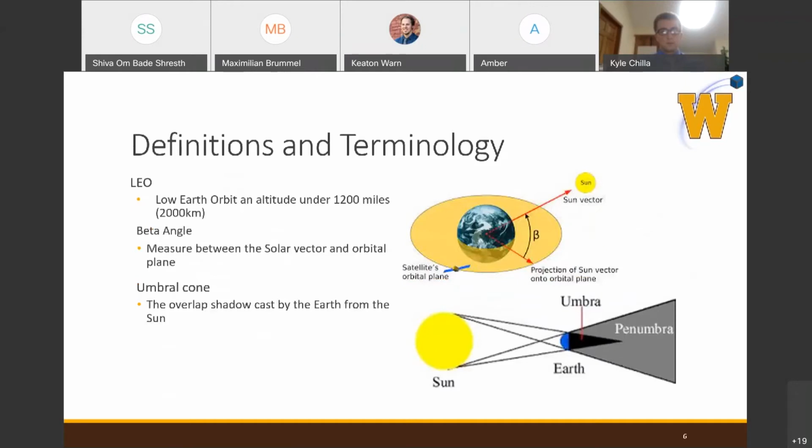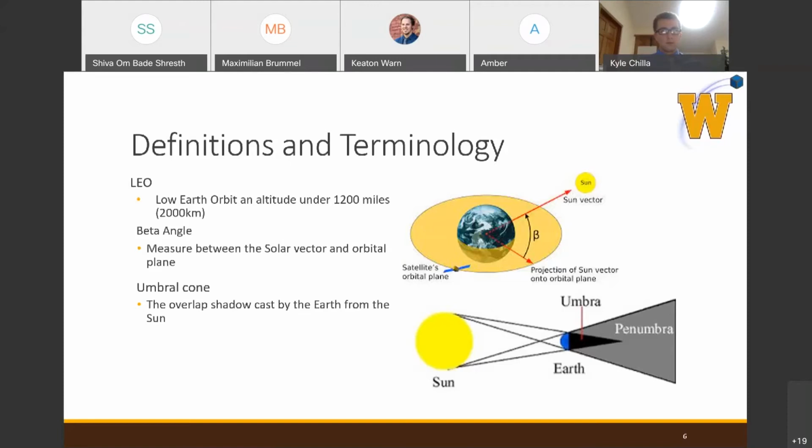Some basic space definitions and terminology. LEO is low Earth orbit, and that occurs at an altitude under 1,200 miles or around 2,000 kilometers. The beta angle is the measure between the solar vector and the orbital inclination. The solar vector is a vector connecting the center of the sun to the center of the Earth, and that changes during orbit. And it determines the amount of time the satellite is in direct sunlight. A beta angle of 0 maximizes the time spent in the umbra, and a beta angle of 90 degrees minimizes the time spent in the umbra.